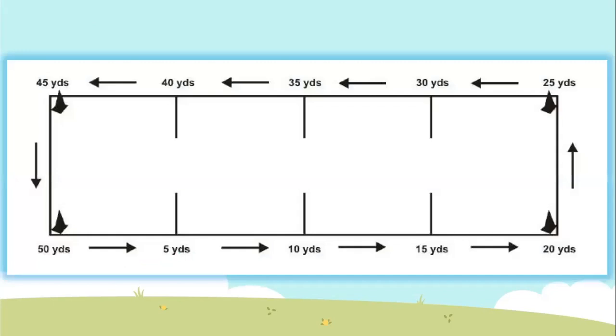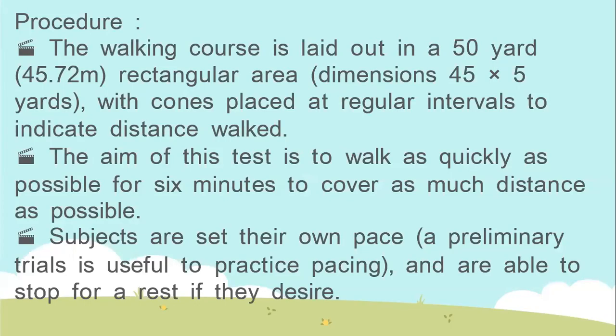Okay. Now this is the complete diagram of the 6 minute walk test. Okay, this is the rectangular ground measuring 20 by 5 yards as shown in the figure. Okay. So the procedure is that the walking course is laid out in a 50-yard rectangular area with cones placed at intervals to indicate the distance walked.